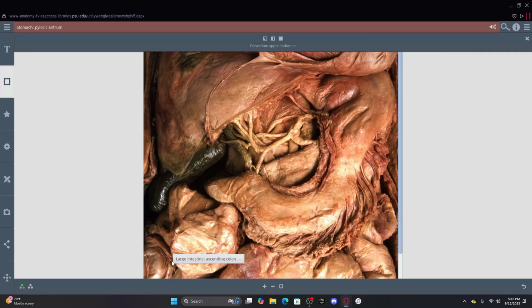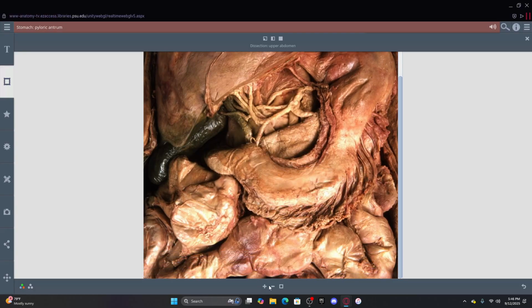And the parts of the small intestine are the duodenum, jejunum, and then the ileum. In saying that, the duodenum is only about 10 inches, and then the rest of the small intestine is split into the jejunum and the ileum.